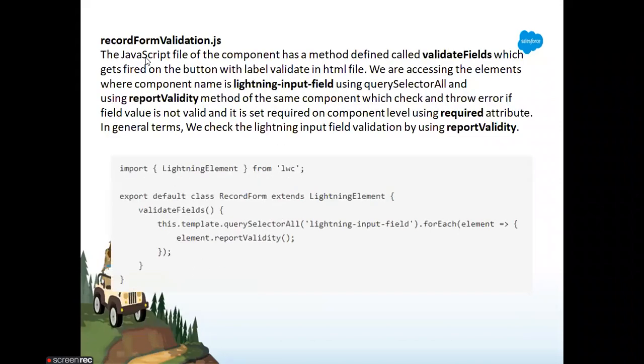Now, moving into the record form validation JS file. When we click on the button, it will call your validate fields function. In this, we are using template.querySelectorAll, and we are retrieving all the Lightning input fields and checking each. If any of the fields is missing, then this function, report validity, is used to show the error message, and if there is any error, it will show on the screen.